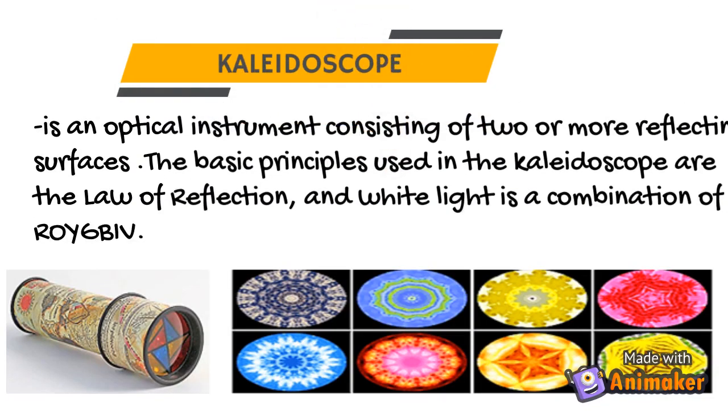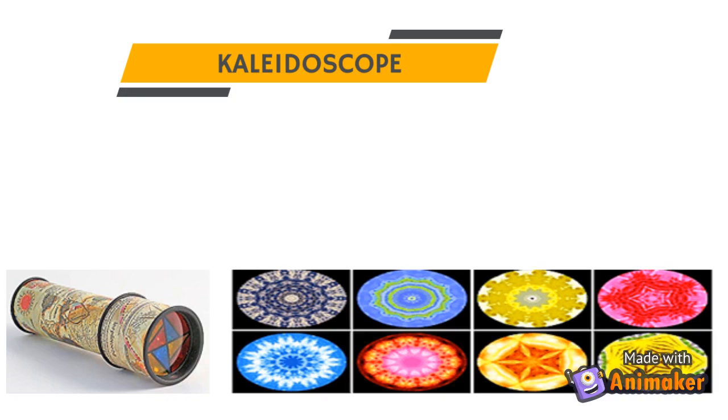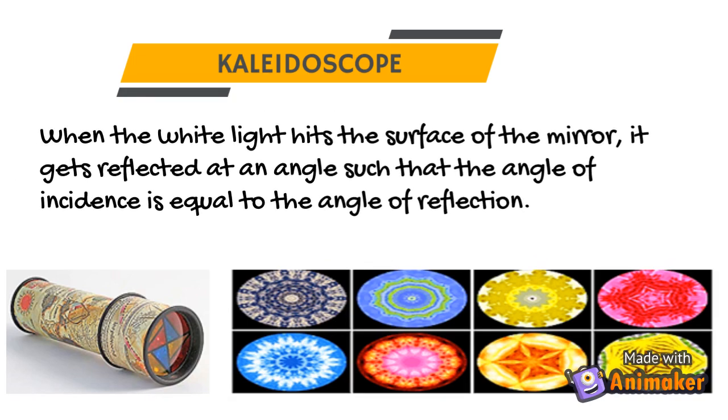Next we have kaleidoscope. It is an optical instrument consisting of two or more reflecting surfaces. The basic principles used are the law of reflection, and that white light is a combination of all the colors. When white light hits the surface of the mirror, it gets reflected at an angle such that the angle of incidence is equal to the angle of reflection.